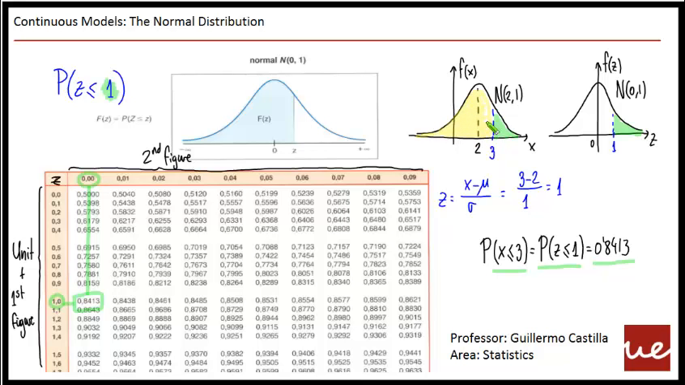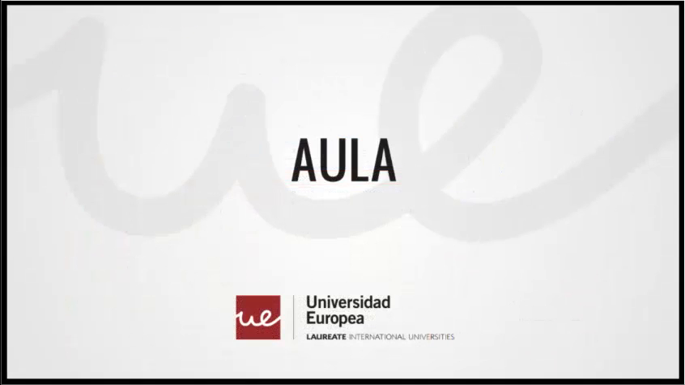So how does this work? Well, it's quite simple actually. We just go from the f of X to the f of Z. There we look for it in the table, and once we've got the number, we know that the probability on both is going to be the same. So as the probability we saw on the table was 0.8413, the probability of our original problem will be the same.